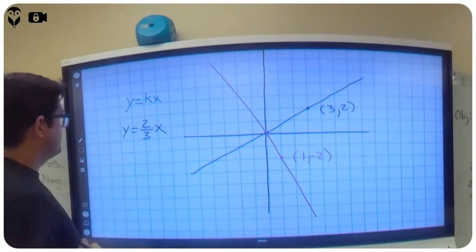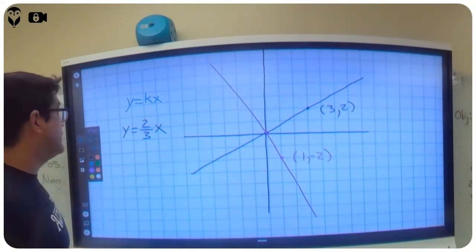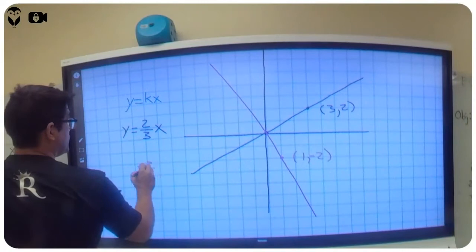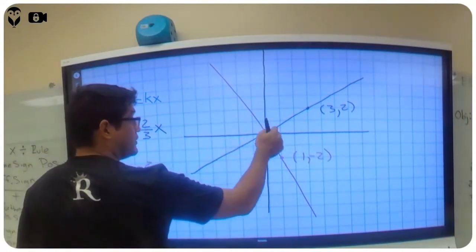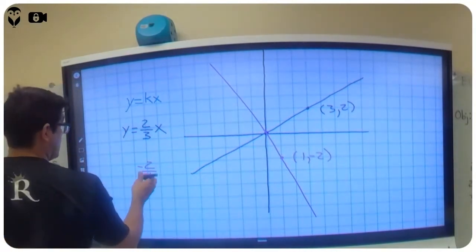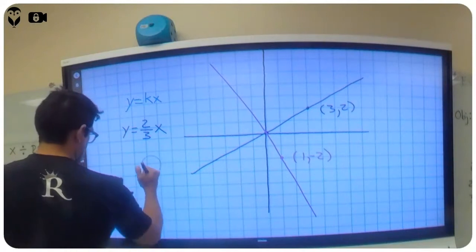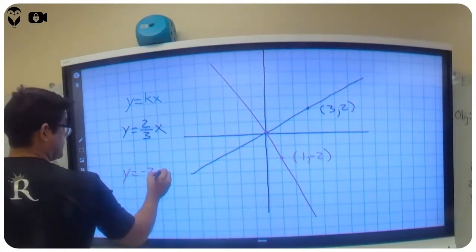That's the equation. Okay? For the purple line, it's going to be negative 2 over 1. Because it's going through 0, 0, it follows that rule. Negative 2 over 1. So the equation, negative 2 over 1 is actually negative 2, so we'll just leave it as negative 2. So the equation is y equals negative 2x.